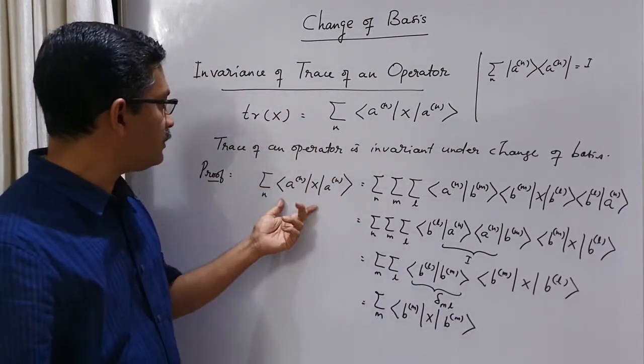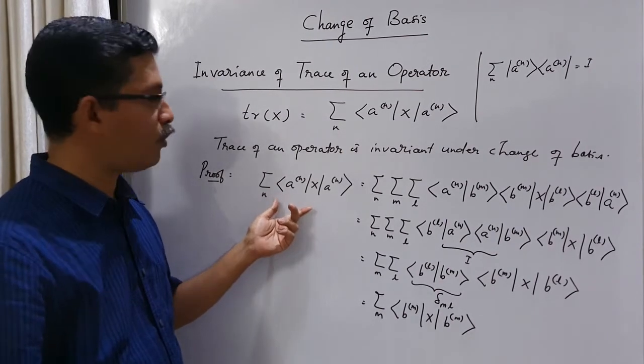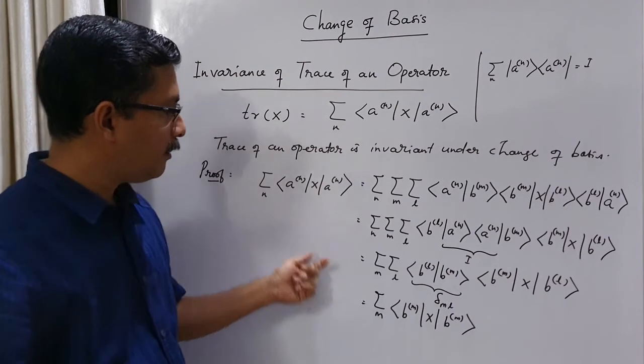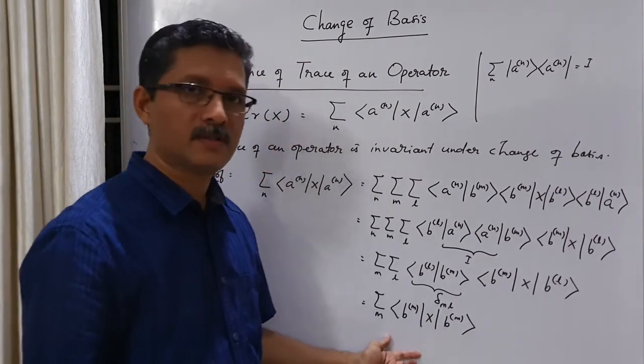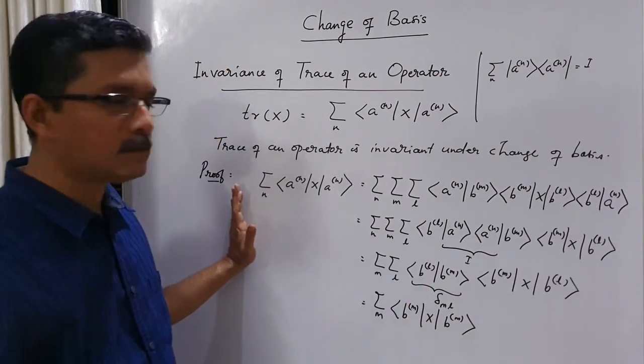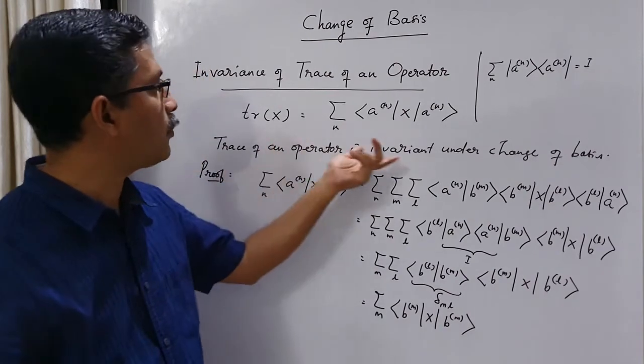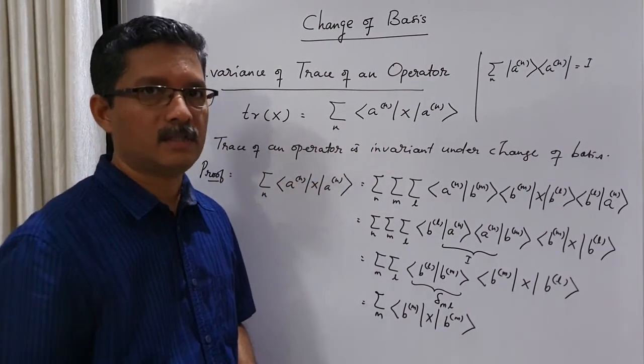So we started with the trace of x in the old basis, sum over n, an x an. We ended up with the trace of x in the new basis. So left hand side is equal to right hand side. That means the trace of x in the old basis is equal to the trace of x in the new basis. That is, the trace of an operator is invariant under change of basis.